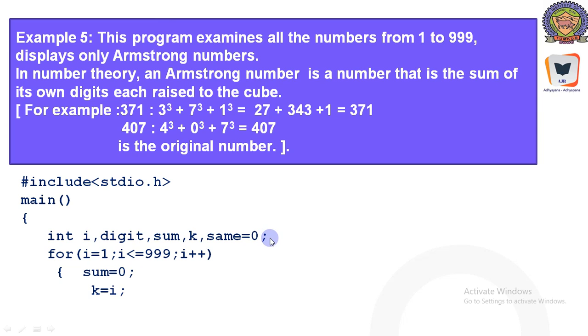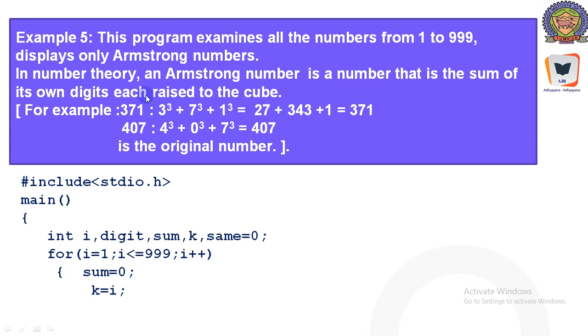And this is the last problem, I think. This program examines all the numbers from 1 to 999, displays only Armstrong numbers. Armstrong numbers have a place of sanctity in scientific circles. An Armstrong number is a number which has sum of its own digits equal to the number itself. That means 371 is an Armstrong number, so also 407.